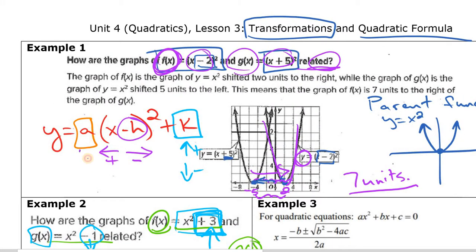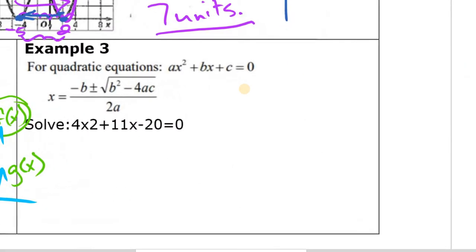The a makes it narrow or wide, or it makes it face downwards. That's all that it does. There's a little parabola man. New mascot. Okay, last example, example 3.